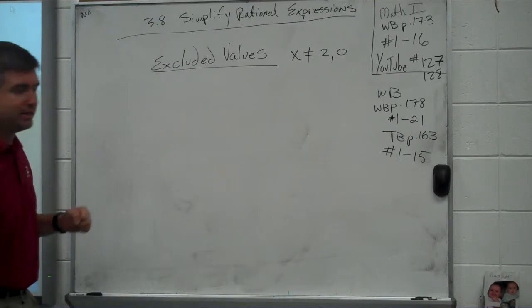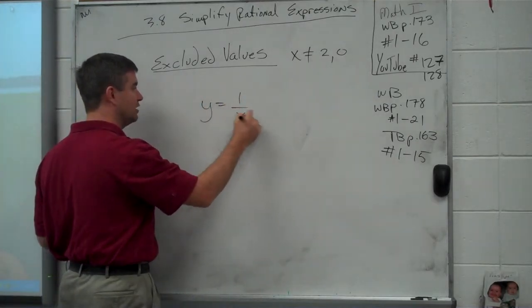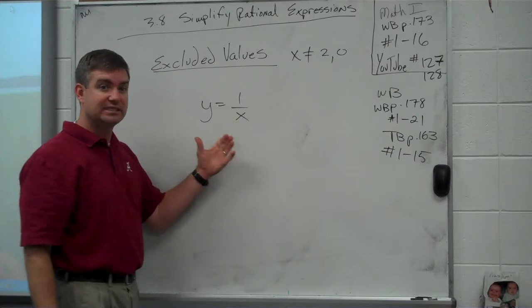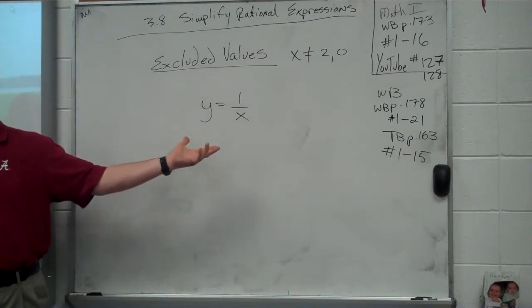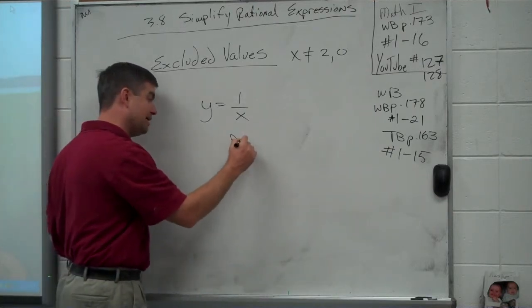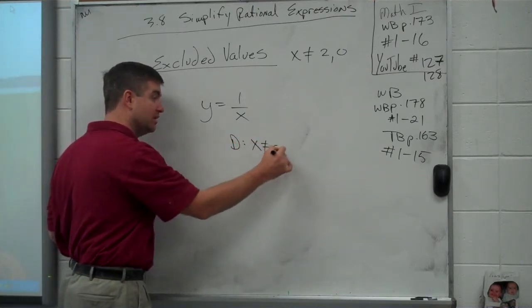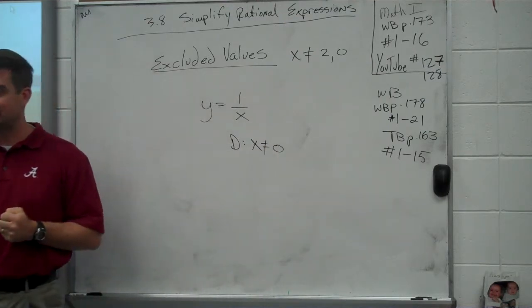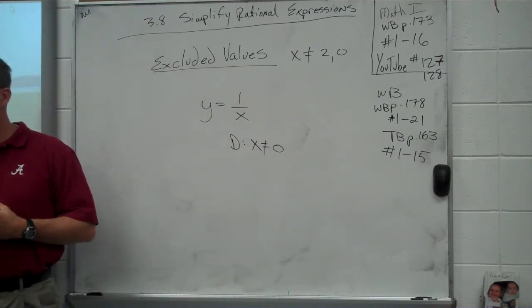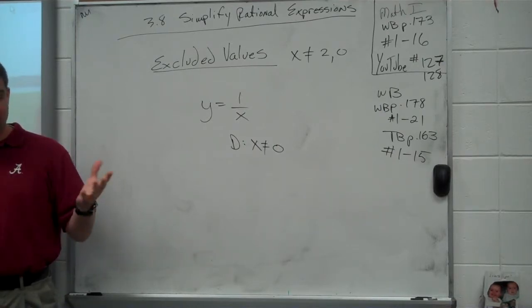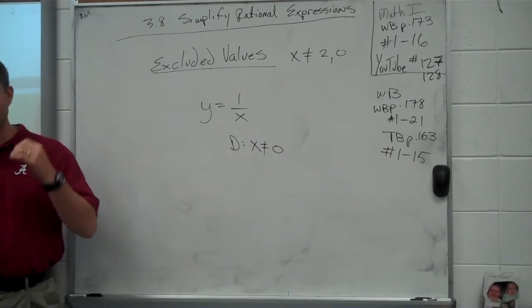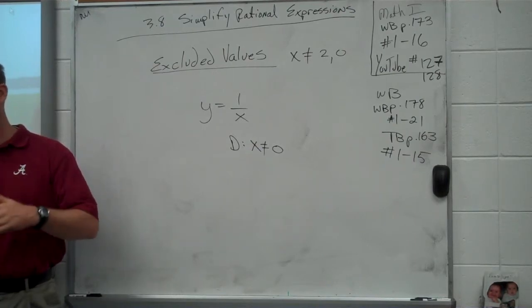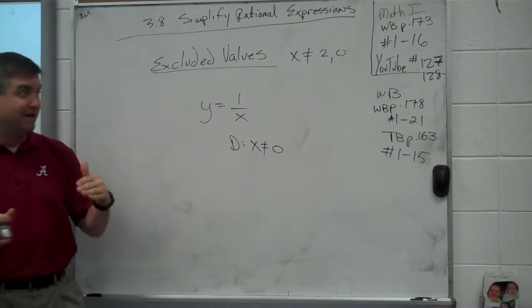Excluded values are values that x cannot equal. We already know a little bit about this because we covered rational expressions last week and we did the domain. What is the domain of this rational expression? We have a way of saying that, right? Domain equals x cannot equal what? 0. Why cannot x equal 0? Because it asks it to. Right, but why? I'm being like a 4-year-old. Why? You cannot divide by 0. I don't care how high up you go, you can never divide by 0.